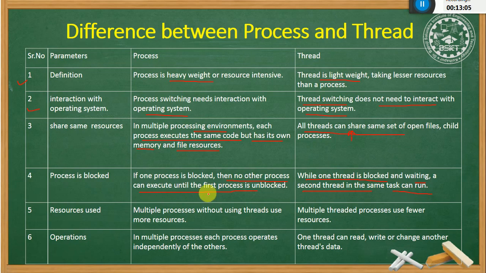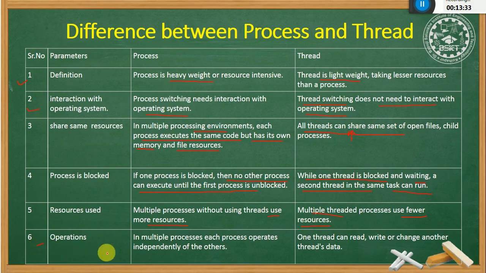Next, resources used. Multiprocesses without threads use more resources, so more resources are utilized in a multiprocess environment. In a multi-threading environment, they use few resources. The need for resources is very little.